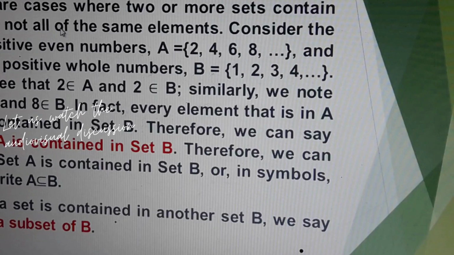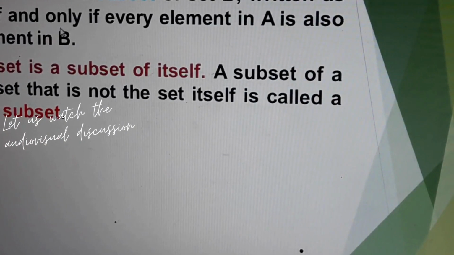In fact, every element that is in A is also contained in set B. Therefore, we can say that set A is contained in set B, or in symbols, A is a subset of B. Set A is a subset of B, written as A ⊆ B, if and only if every element in A is also an element in B. Every set is a subset of itself. A subset of a given set that is not the set itself is called a proper subset.